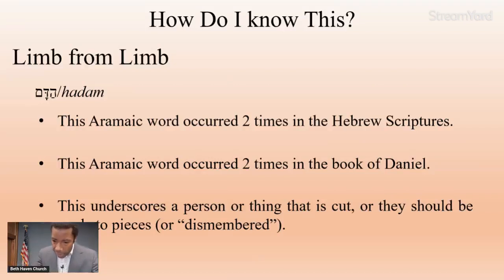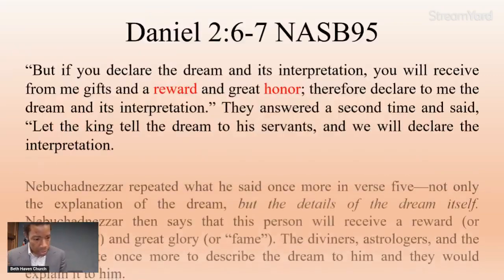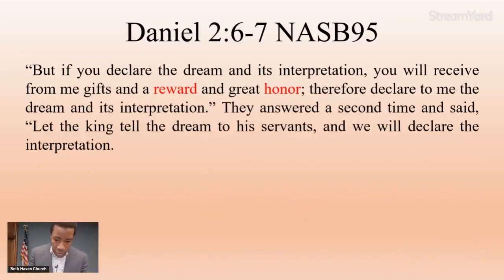The historical account continues in verses 6 and 7. It says, but if you declare the dream and its interpretation, you will receive from me gifts and a reward and great honor. Therefore, declare to me the dream and its interpretation. They answered a second time and said, let the king tell the dream to his servants, and we'll declare the interpretation. Maybe Nebuchadnezzar didn't hear that right.